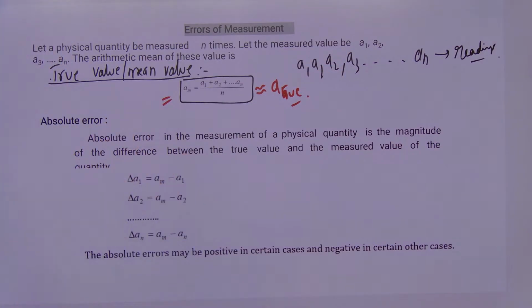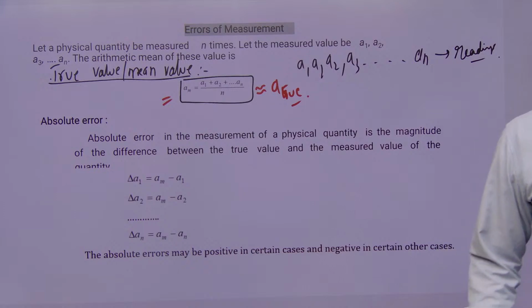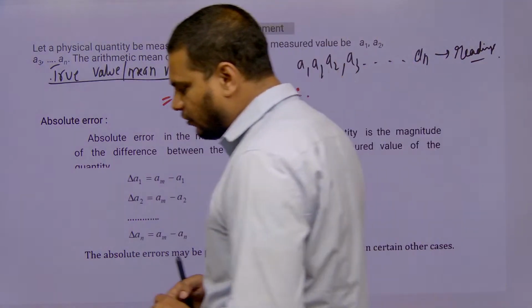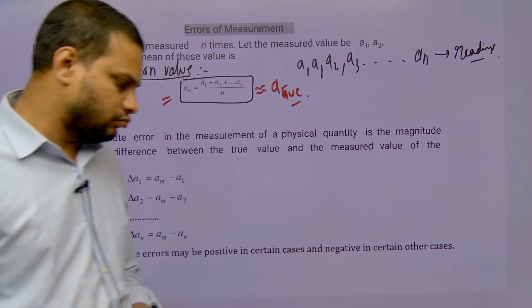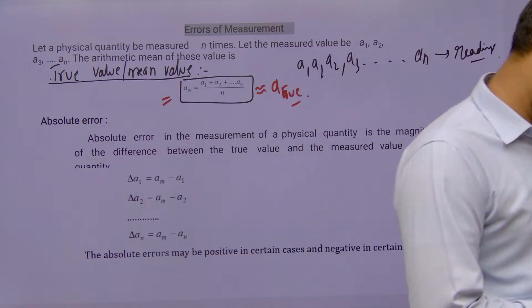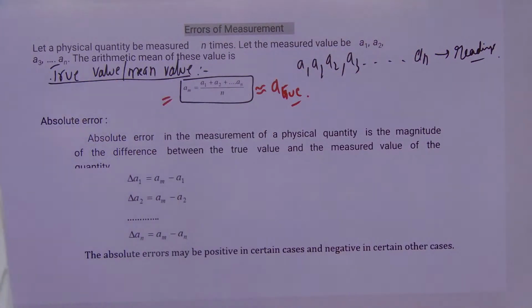So just write down first one, true value or mean value. If A1, A2, A3 and so on, AN are the readings, then true value or mean value, just write down that mean value, A mean or A true. Even we can call it as A true.